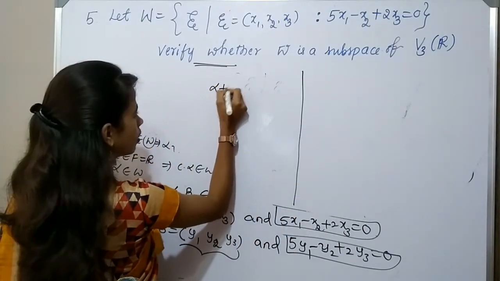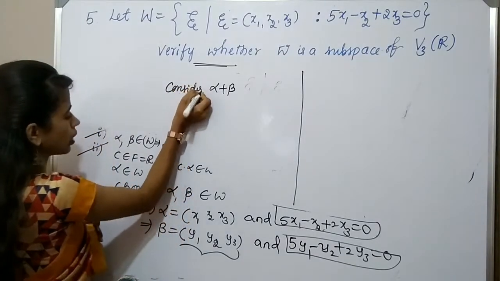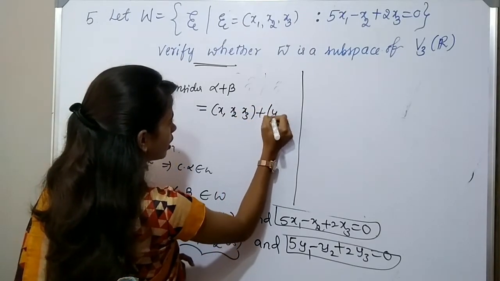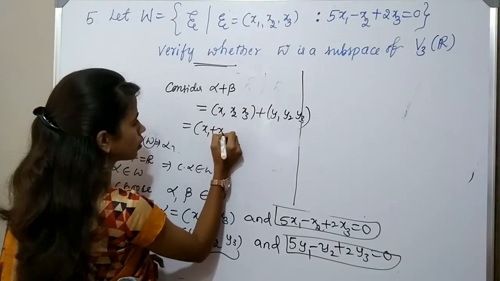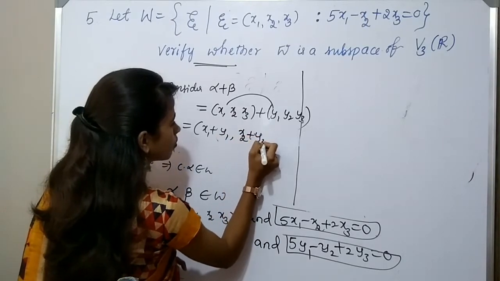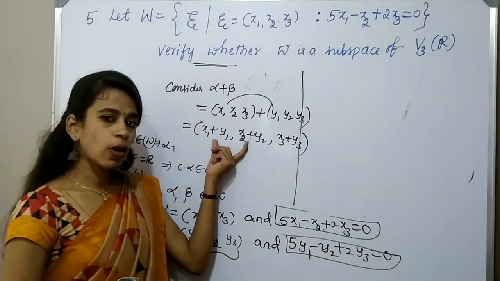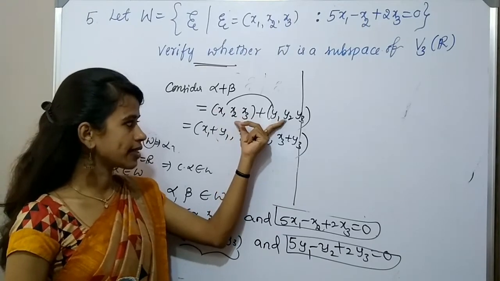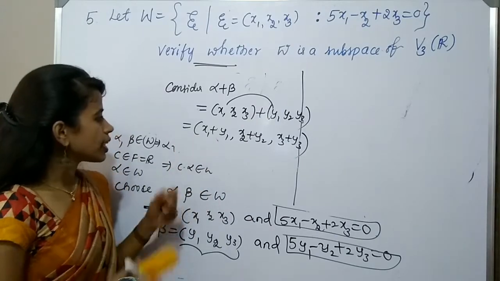So here I am checking whether alpha plus beta belongs to W. For that, consider alpha plus beta. What is alpha? X1, X2, X3. What is beta? Y1, Y2, Y3. So what is the sum? X1 plus Y1, X2 plus Y2, X3 plus Y3. X coordinate sum, Y coordinate sum, Z coordinate sum. Or: add the first coordinates, next add the second coordinates, then add the last coordinate, that is the third coordinate. So does it belong to W?